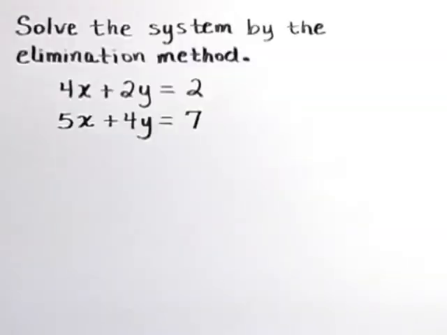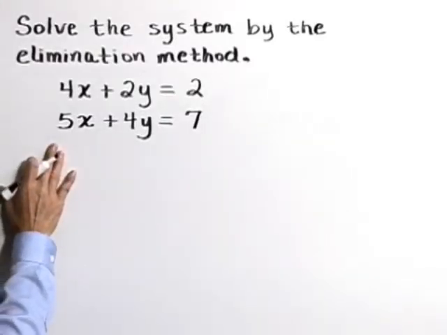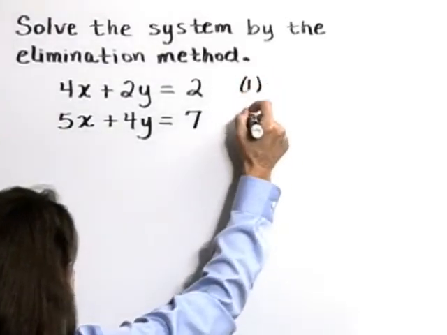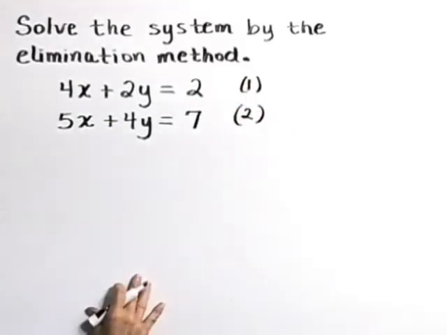Solve the system by the elimination method. Here we have the equations 4x plus 2y is equal to 2, and 5x plus 4y is equal to 7. I'm going to start by identifying these equations as equations numbers 1 and 2.